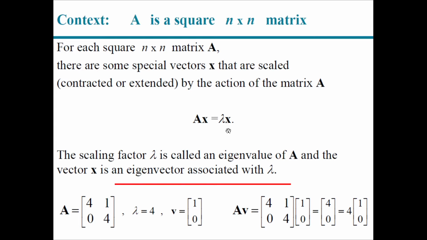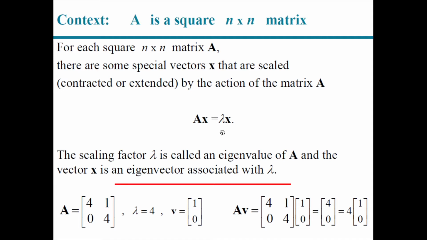What happens is that some vectors, when you multiply them by a matrix A, contract or extend. Sometimes they also flip. If the eigenvalue is negative, your vector changes direction. So instead of being 1, 0, it becomes minus 1, 0, something like that. And then it is extended or contracted. It is contracted if the eigenvalue is between minus 1 and 1, and it is extended if your eigenvalue is bigger than 1 or below minus 1. So if you multiply by minus 2, it is 2 times longer, but in the opposite direction.